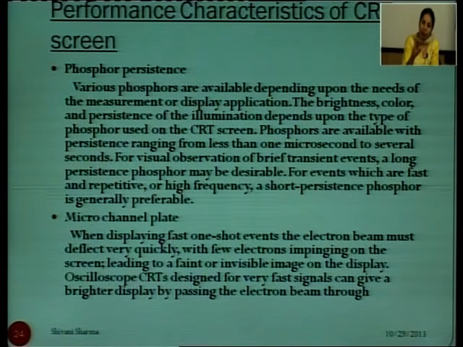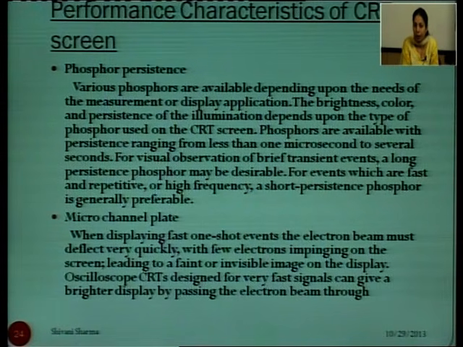When electrons strike the phosphorus screen, as we have discussed, they impart some energy to the phosphorus atoms, which jump to a higher quantum level, and when they come back to their normal state they emit visible light on the screen. So the persistence is how long that illumination lasts, and it is defined as the phosphorus persistence.